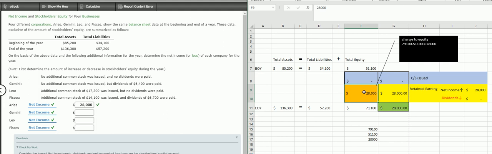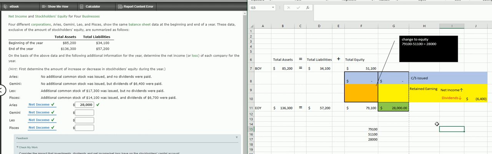Okay. Now for the next scenario. So I'm going to erase this, erase that, erase this. Okay, perfect. All right. So again, the sum here has to be 28,000, so that stays the same. Between capital stock and retained earnings, I need $28,000. So again, 51,000 plus 28 will give me 79,100. So let's see, for the second company, there's no additional stock. So this is 0, 0, okay? And dividends were 6,400. So I'm going to put here minus 6,400.